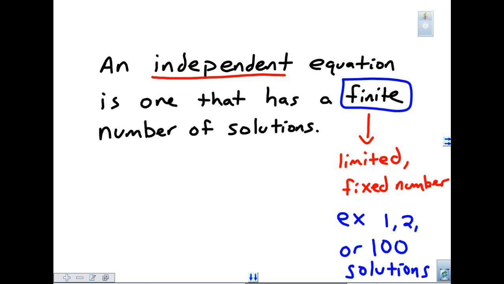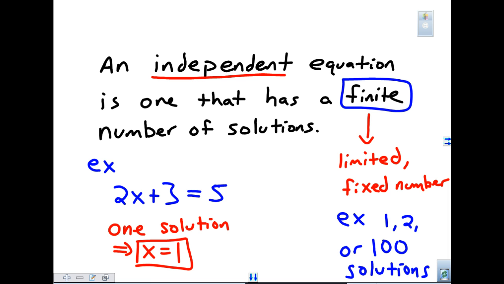Finite means limited or a fixed number of solutions. So for example, if you had an equation that had just one solution, that would be independent because one is finite. If you had an equation with two solutions, that would still be independent because two is a finite number. Or even if you had an equation with 100 solutions, that's still a finite number and it would still be considered an independent equation.